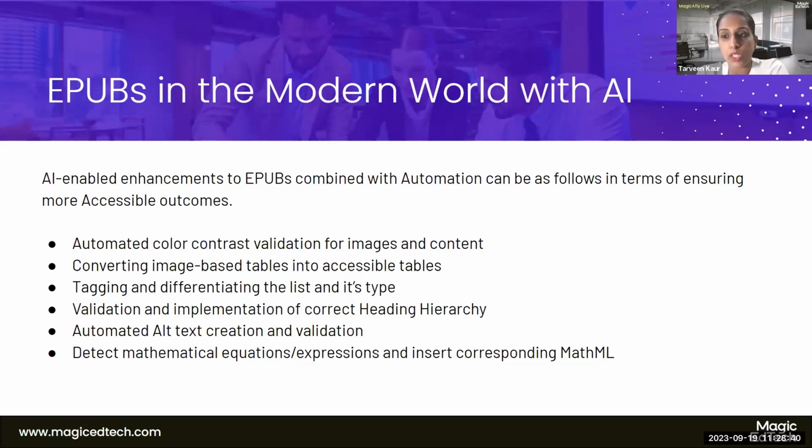It will be very easy to convert image-based tables into fully accessible HTML tables. Now that's where the complexity in ePubs is. Then there is the possibility of AI understanding bulleted content, ordered and unordered lists, based on the content being placed there. Tagging and differentiation can easily be done through AI. You can have an AI model trained enough to understand the hierarchy structure of your entire EPUB content, and that can be easily done.